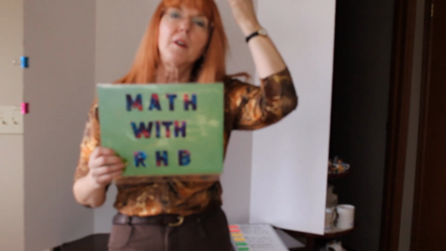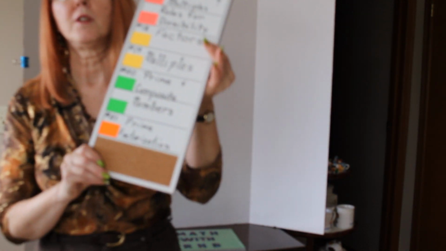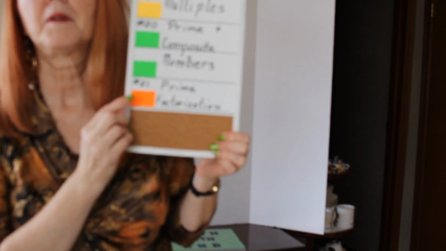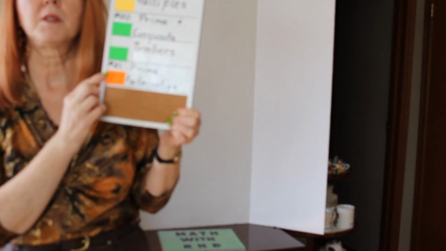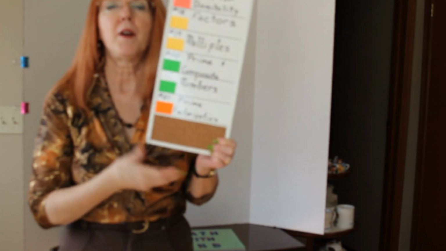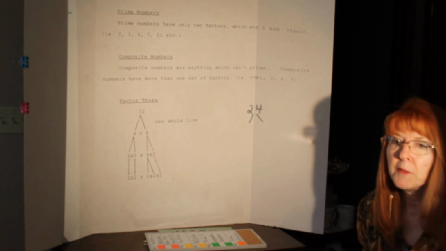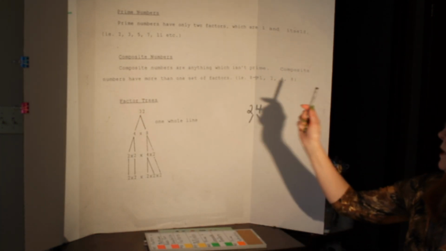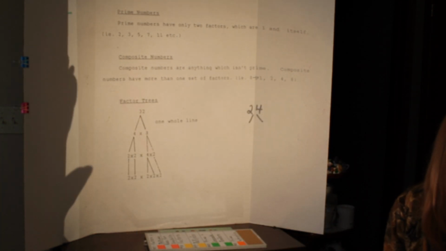Doing math with RHB, and we're looking at prime factorization of a number. I'm going to get it a little close to the screen. Sometimes the camera doesn't always show it very clearly, but this is lesson 21, prime factorization of a number, using the overhead, so it's going to get bright for a second. That's it. We've already talked about prime numbers and composite numbers, what they are.